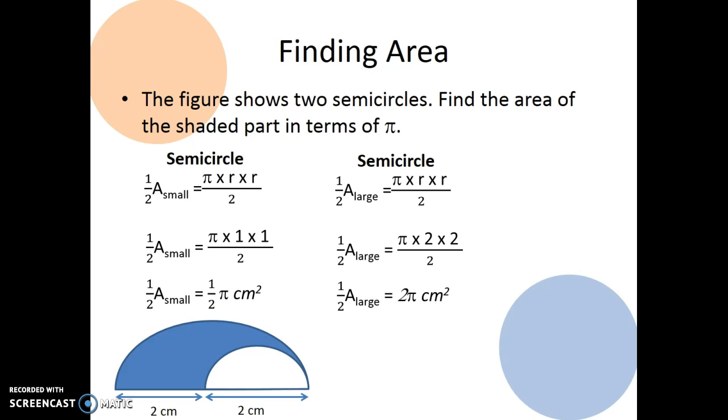Now I'm going to subtract my small semicircle from my large semicircle. So I'm going to subtract 1/2 pi from 2 pi. Since both of these areas are in terms of pi, I can subtract one from the other. So 2 pi minus 1/2 pi is going to equal 1.5 pi centimeters squared.